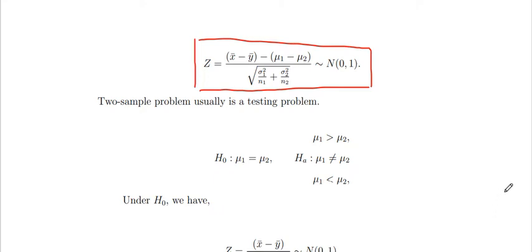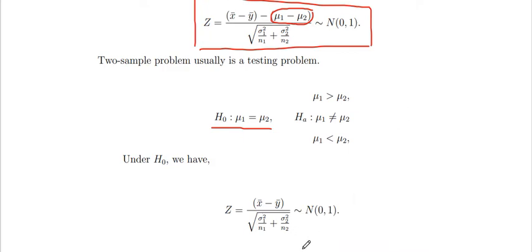So under H0, if H0 is true, if mu1 equals mu2, then this part becomes 0, right? So we have this value: z equals x bar minus y bar over the square root of this, which follows standard normal. So under H0 we have this result. So we know this thing follows standard normal.